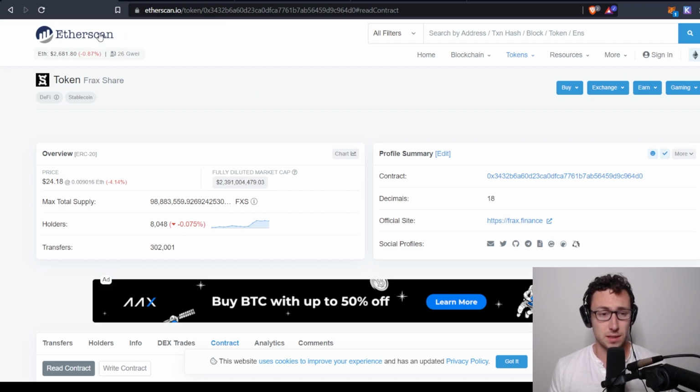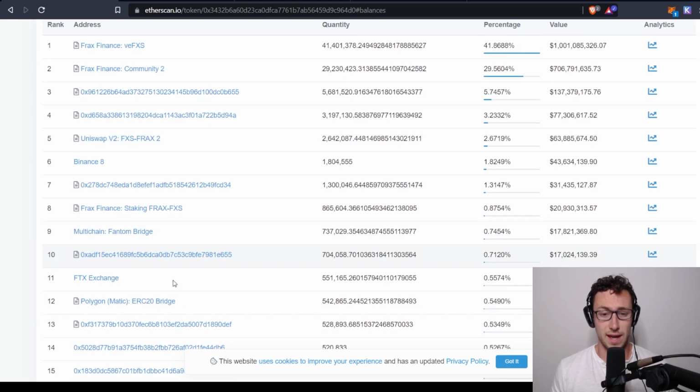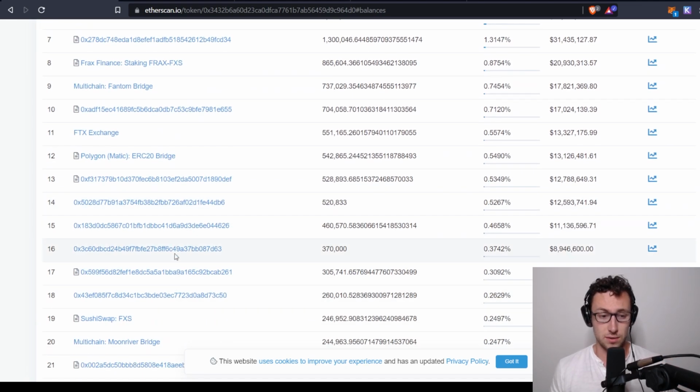So that is the token page, but something else that's interesting is you can also look at wallets. And so that is the second thing you can use Etherscan for, is to analyze specific wallets.